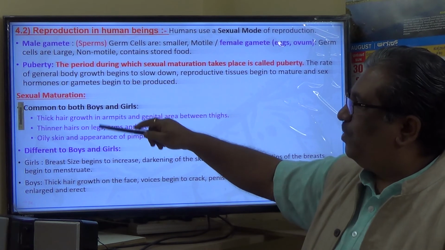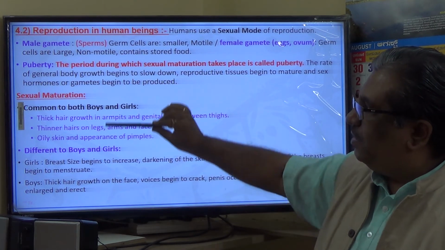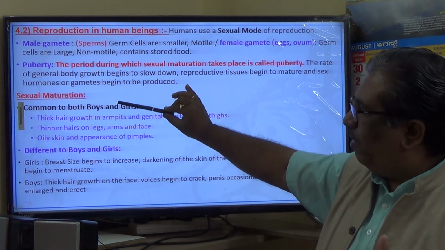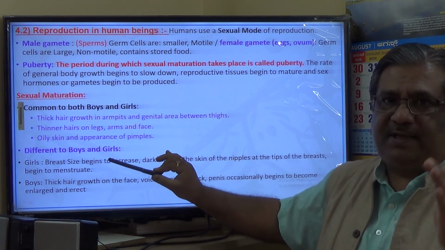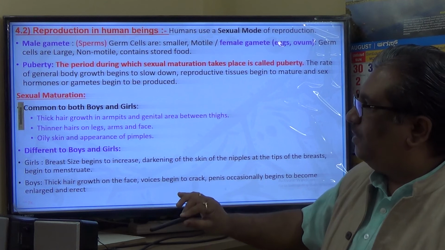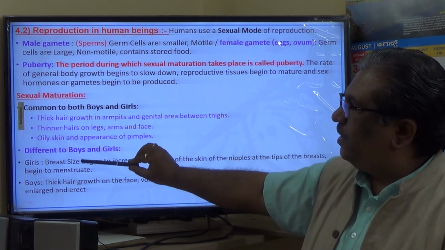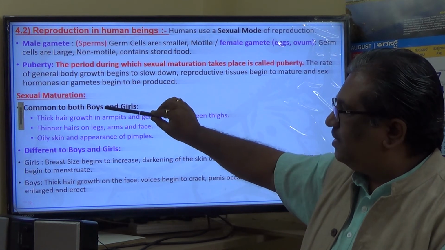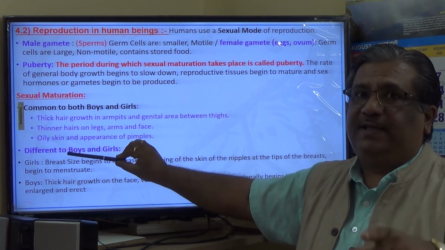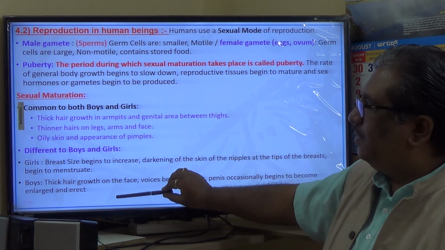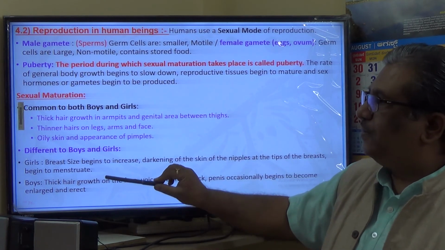And sexual maturation, from this paragraph also you can expect one question. All these points have been taken from your textbook. Very important here is what is common to both boys and girls during puberty and what is different to boys and girls. So my request would be, read all these points and make a proper note.